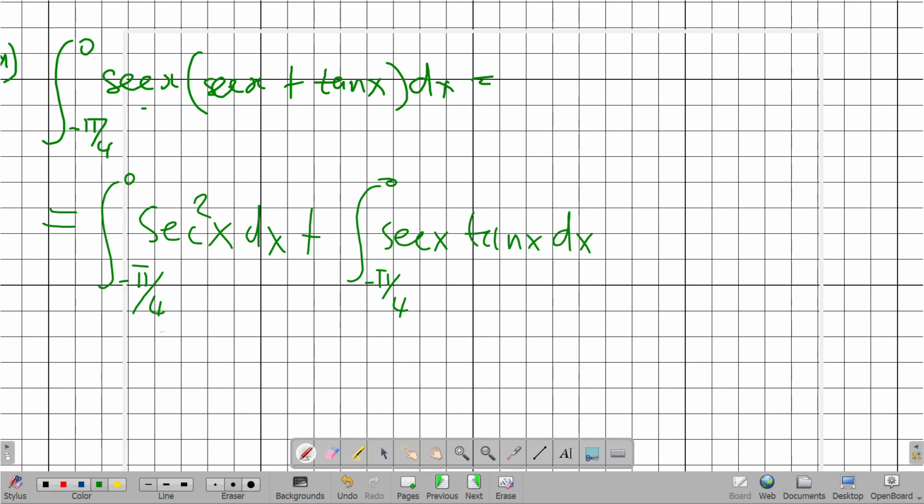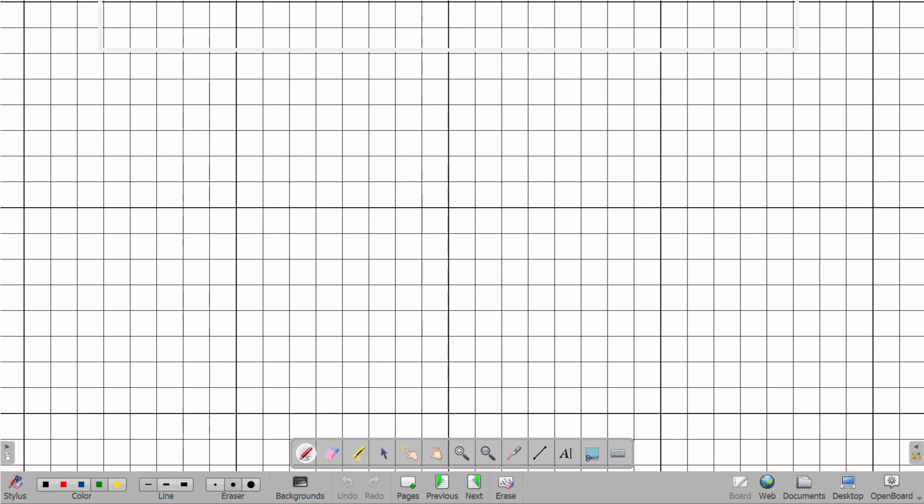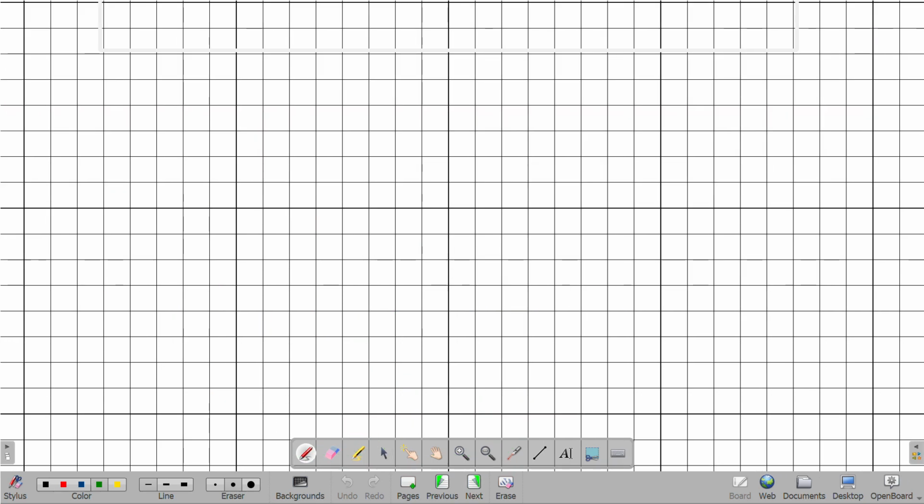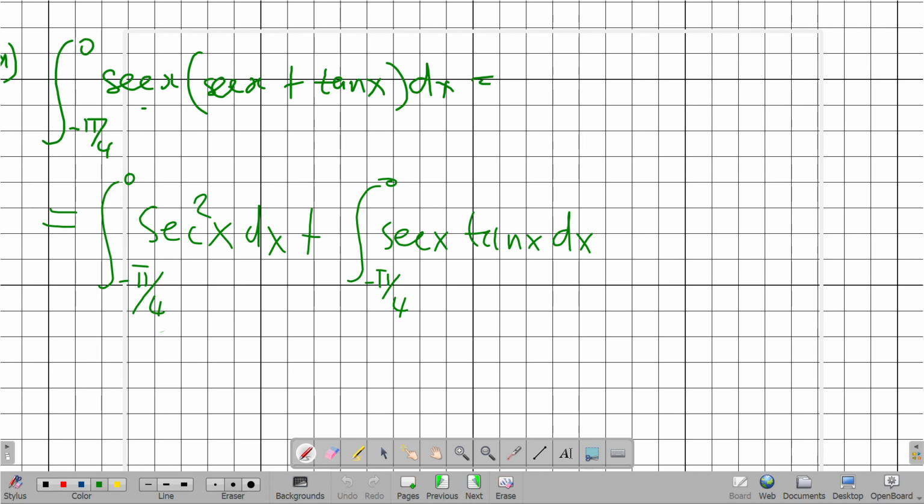So as a result, what is our answer to that? If we go back to the formulas, we will see the integral of sec squared is tan x, and the integral of sec x tan x is sec x. So that's the importance of that formula. So the integral here is going to be equal to tan x, and this is going to be equal to sec x. Since we are having the boundaries, we don't need to say plus c.